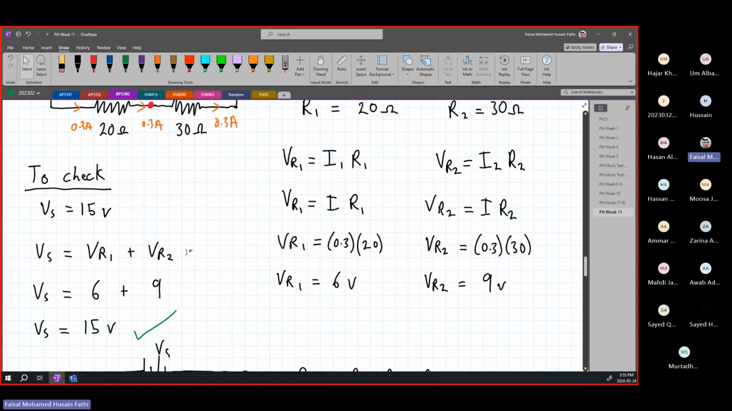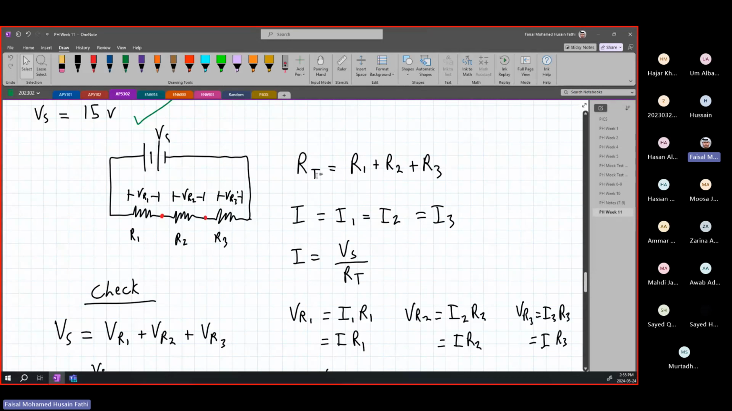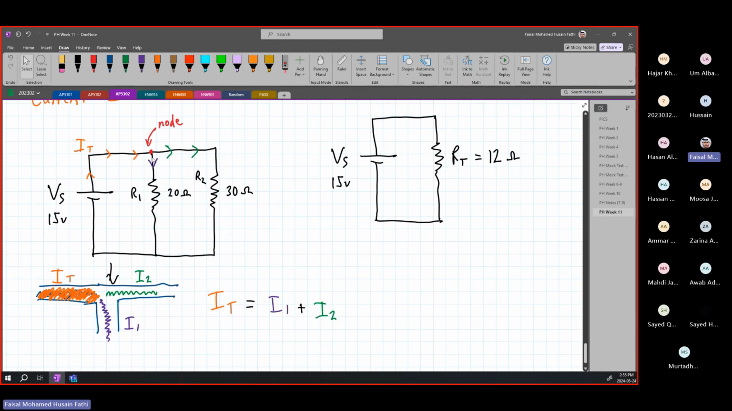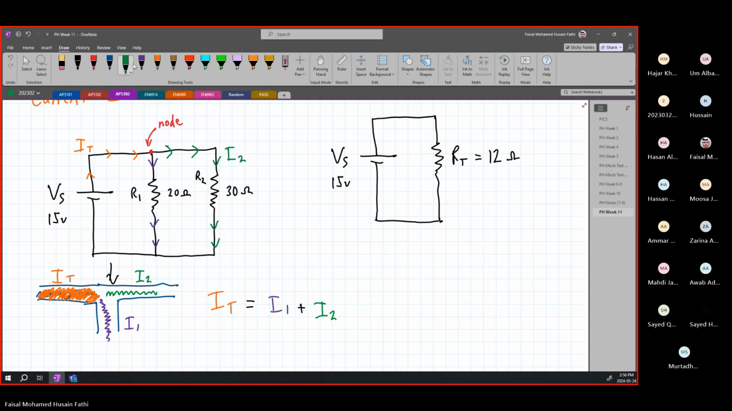If you notice in a series circuit, what was split? The voltage was split, all right? But here, the current is being split because the wiring has been changed. We have this wire being split into two directions. So the current here is going to be flowing this way. Current here is going to be flowing this way. This is I2, and this is I1, all right?